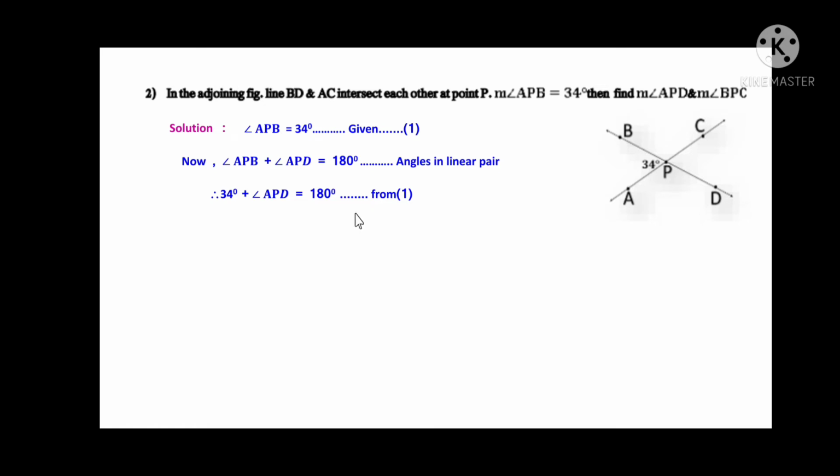This 34 goes to this side, so it will be minus. Therefore angle APD is equal to 180 minus 34. Therefore the answer is angle APD is equal to 146.